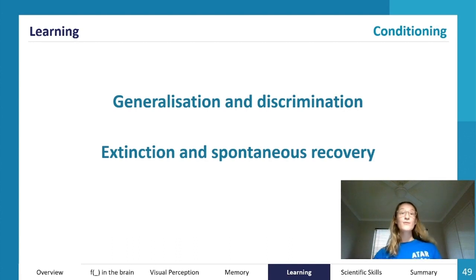So for example, with Little Albert, if extinction was performed, it's not documented whether it was or was not, which is a further ethical issue in this already horrendous experiment.